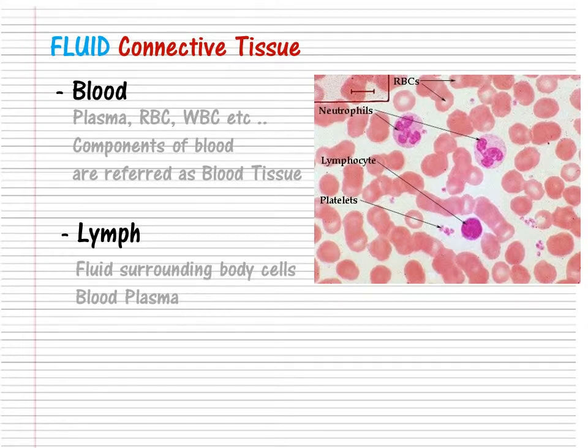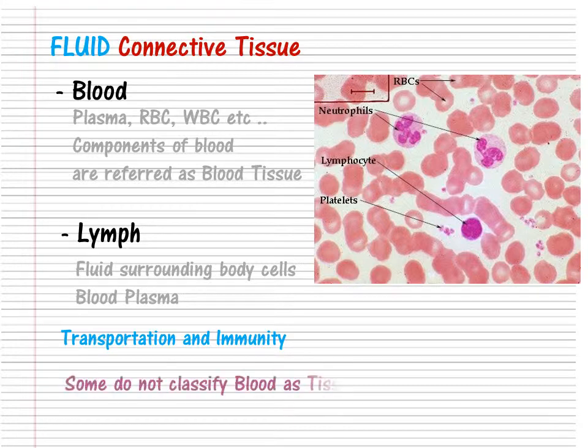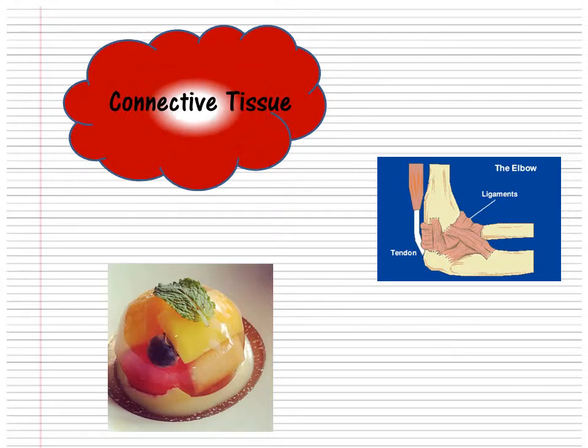And then we have the lymphatic tissue, which is the fluid surrounding body cells, and the blood plasma typically forms the lymph. So these provide a mechanism for transportation and immunity. So remember, connective tissue is like a jelly which has fibers and cells in it.